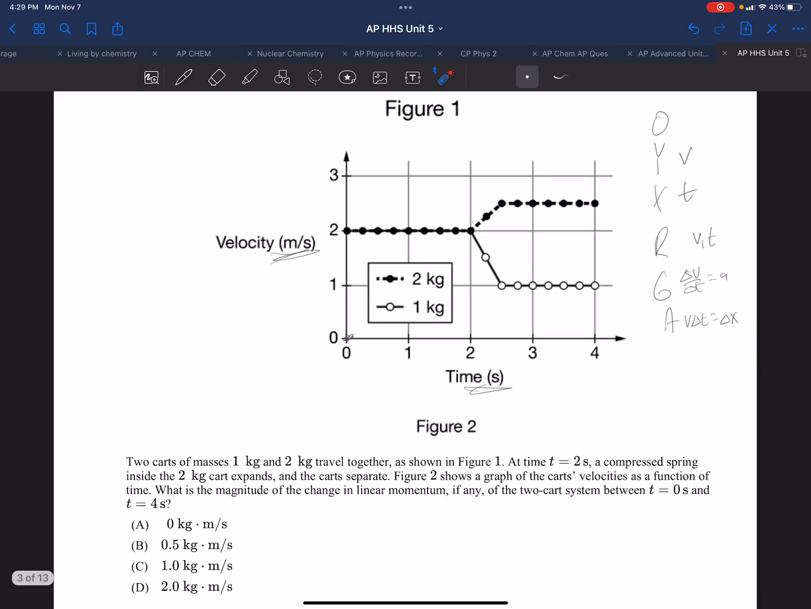So now we read the question. We have two carts, mass 2 and 1, travel together at time 2 seconds. At 2 seconds, the spring inside the two-car expands. And so it expands, and of course what we see occurring is the velocity changes. Notice that the delta t's are the same for both of them. And this one increases its speed, and that one decreases its speed like we predicted from the picture. It shows a graph of the velocity as a function of time. What is the magnitude of the change in linear momentum of the two-cart system between t0 and 4 seconds?